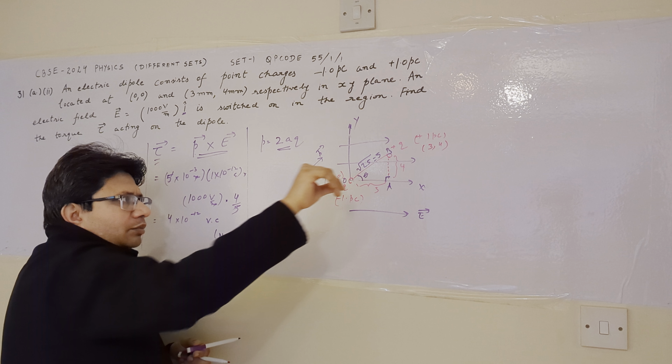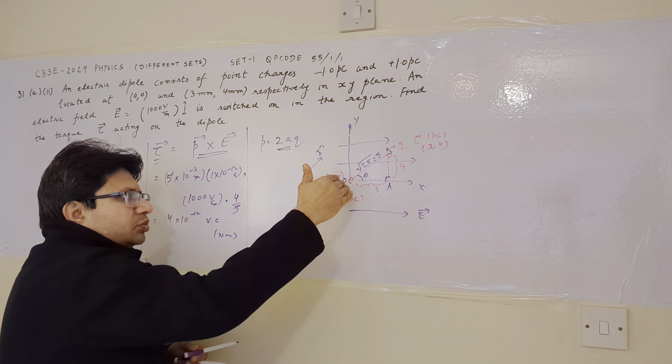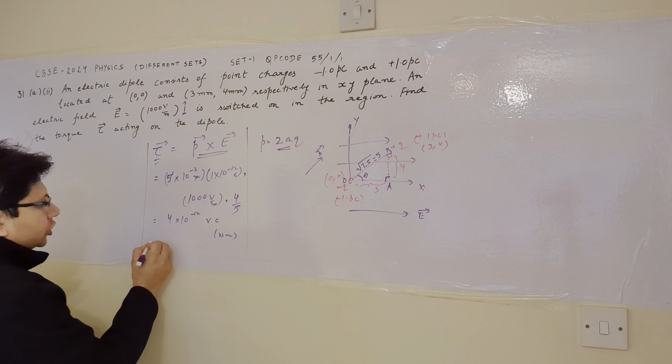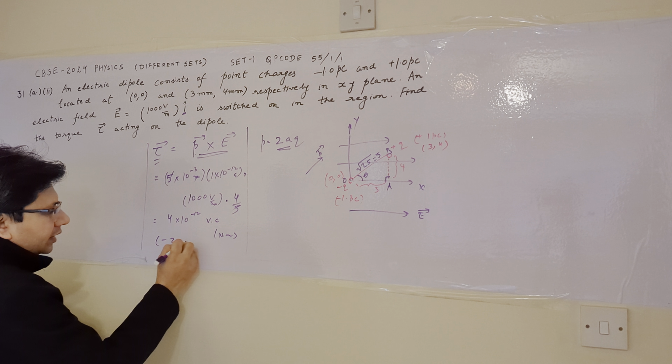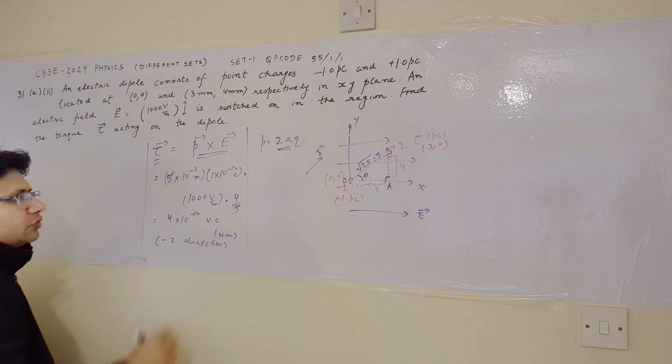In this way, the direction of the thumb is pointing inwards. Inwards means this is the negative z direction. So we can say that the direction of the torque is the negative z direction. So this is the final answer.